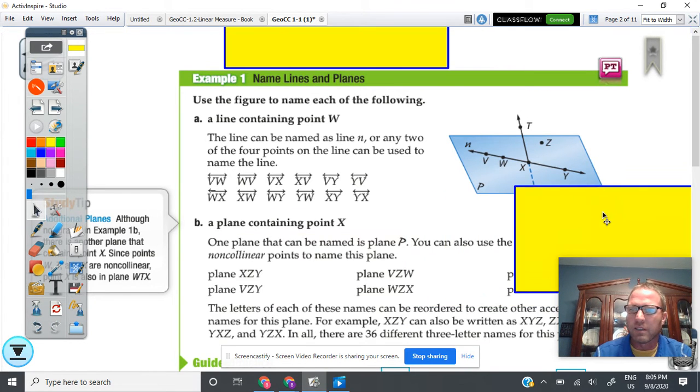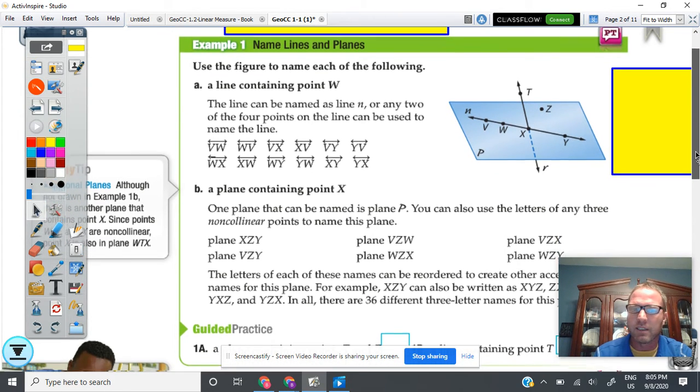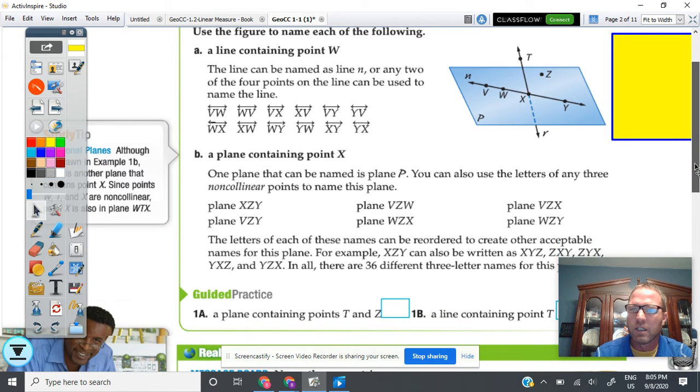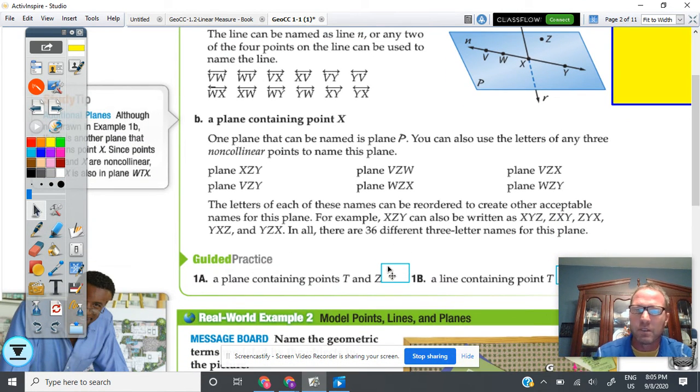Okay, so the book lists all the answers. Again, this is following directly along with your book. The online book version is slightly different because it's a newer version. So I recommend you use your hard copy or your book.